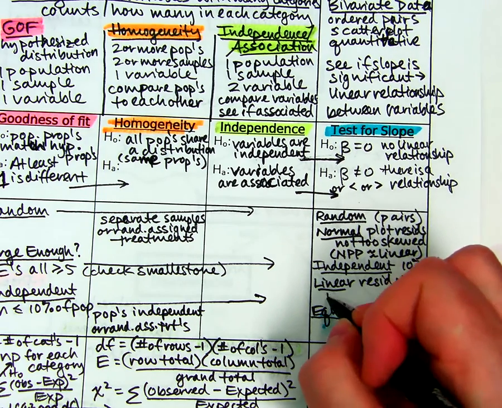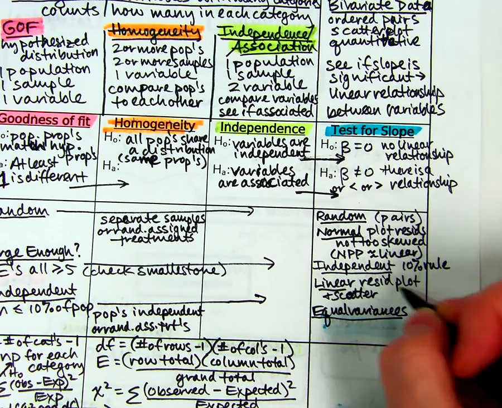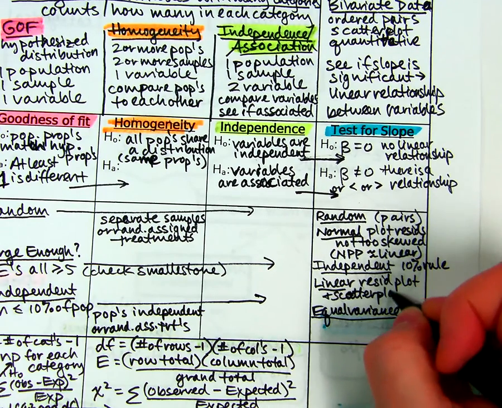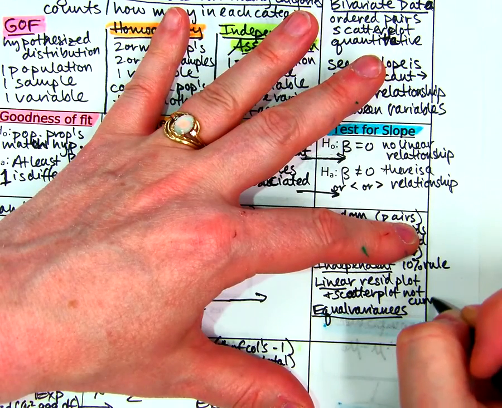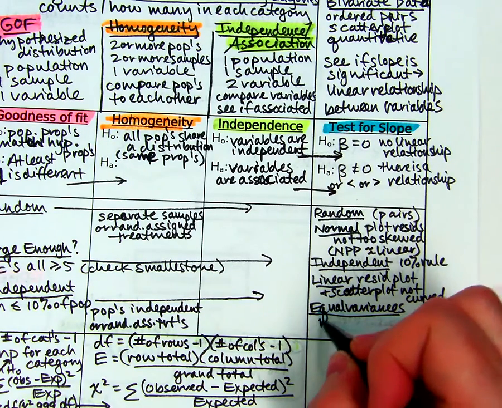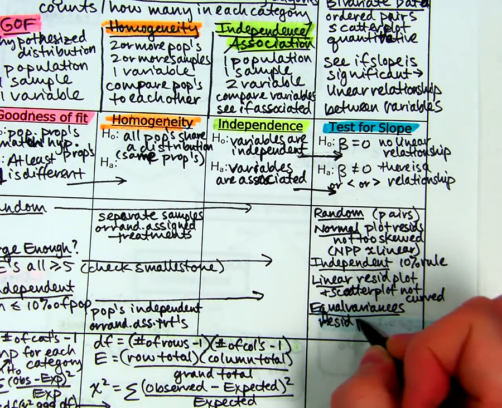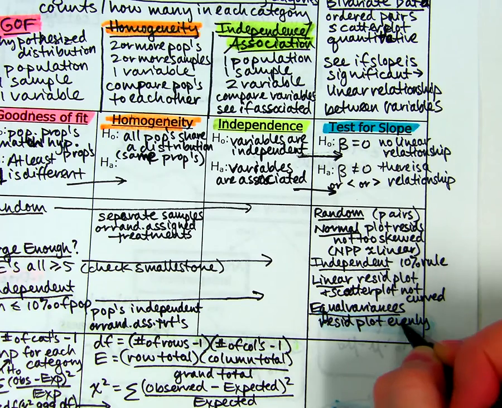The residual plot and the scatter plot, or whichever one you're looking at the time, are not curved. We're not looking for perfection, we're just saying they're not curved. And equal variances means that the residual plot and the scatter plot has to be evenly spread, like icing on a cake.